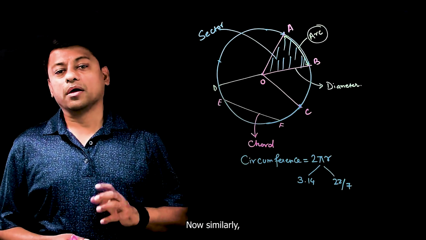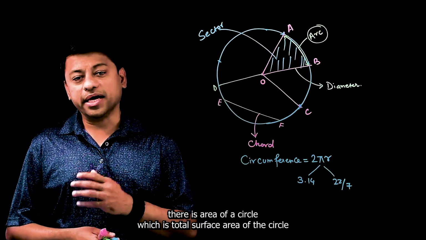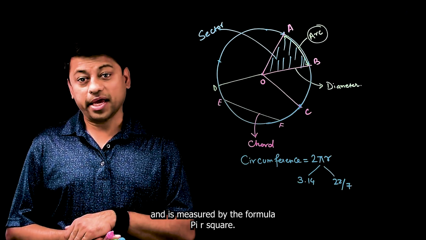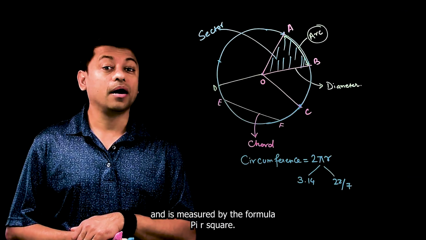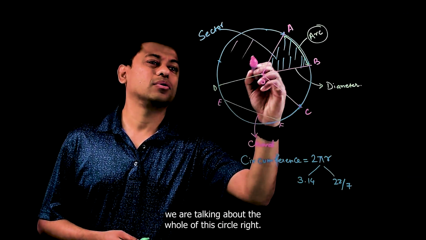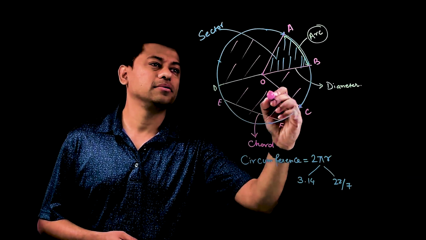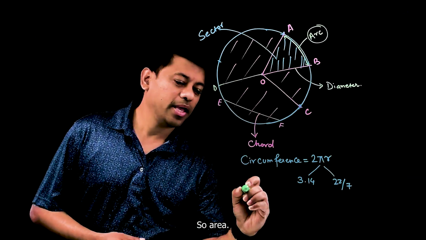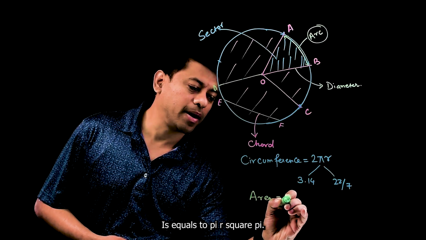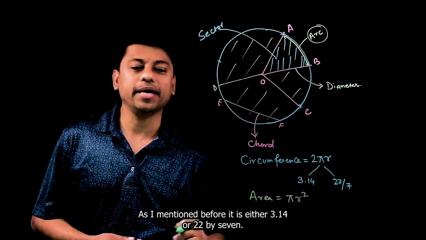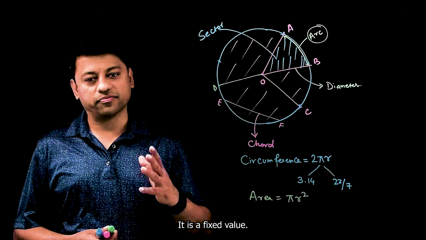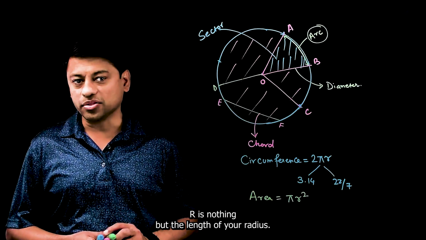Okay. Now, similarly, there is the area of a circle, which is the total surface area of the circle and is measured by the formula pi r square. So, when we talk about the area of the circle, we are talking about the whole of this circle, right. So, area is equal to pi r square. Pi, as I mentioned before, is either 3.14 or 22 by 7, it is a fixed value, and r is nothing but the length of your radius.